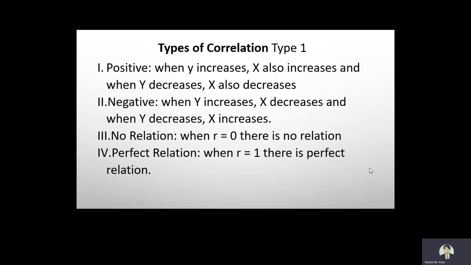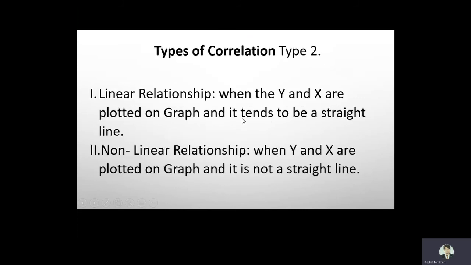In a positive relationship, both increase or both decrease. In a negative relationship, one increases and the other decreases, or one decreases and the other increases. No relation means R is 0. Perfect relation means R is equal to 1. There is a perfect relationship. The second type is linear versus non-linear relationship.